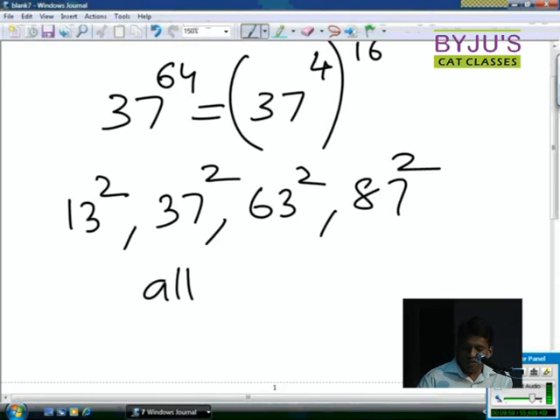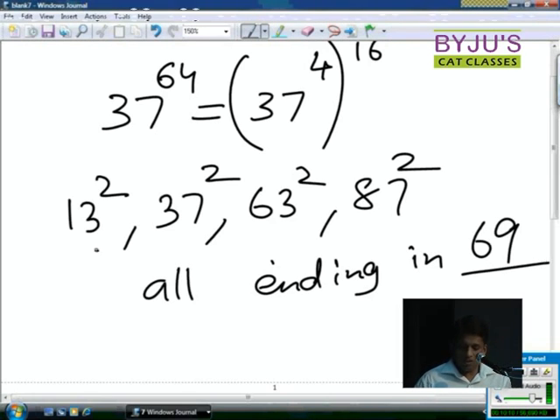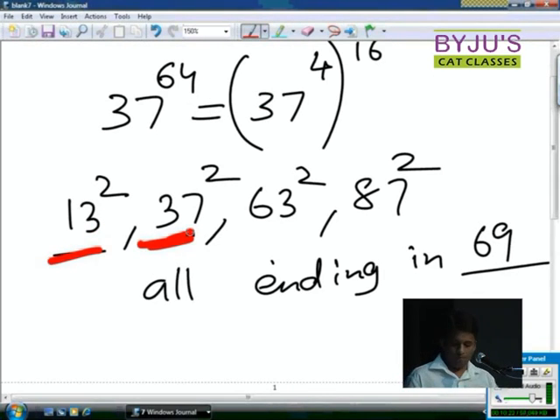All will end with 13 square. 69 is the last two digits of 13 square. Now what is this pattern? 13, this is 50 minus 13, this is 50 plus 13, this is 100 minus 13. Then what is the prerequisite? You should just know squares of numbers up to, not even up to 100, only up to 25 for this application.